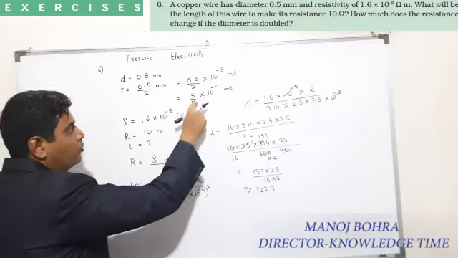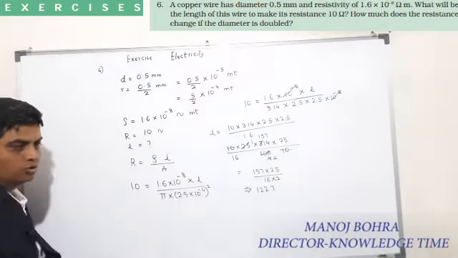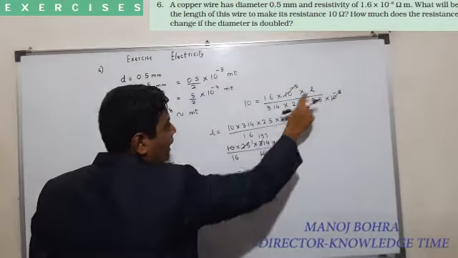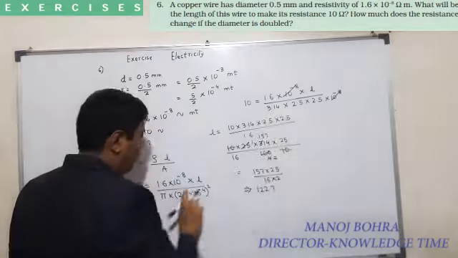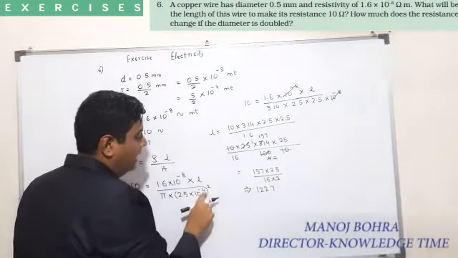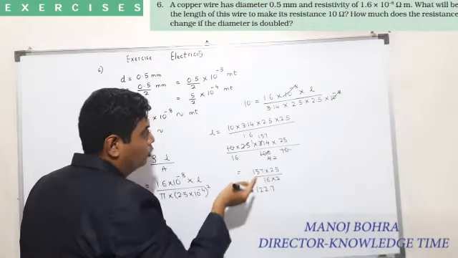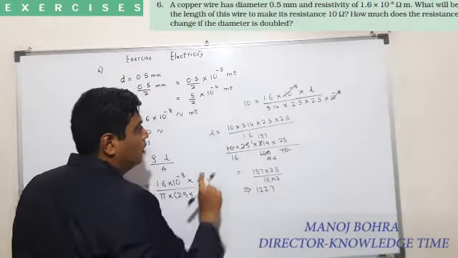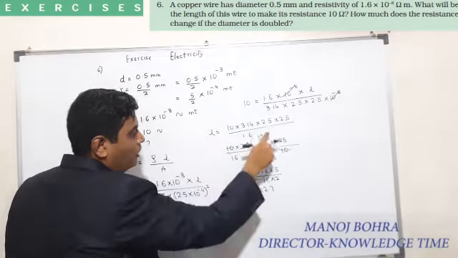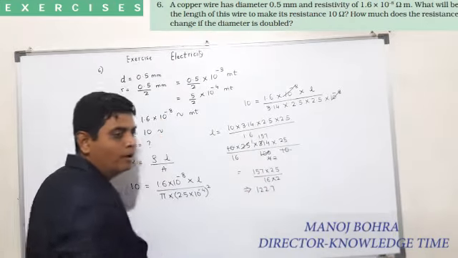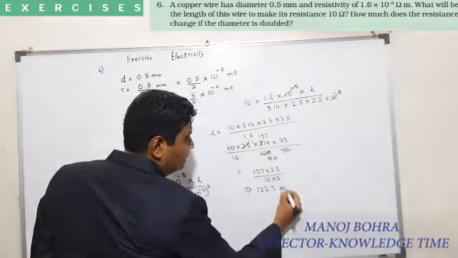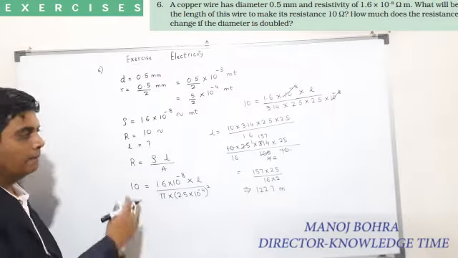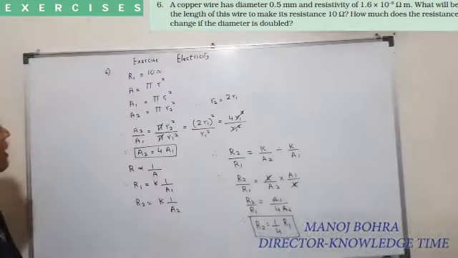Your radius is 2.5 into 10 raised to minus 4. So you get 10 is equal to 1.6 into 10 raised to minus 8 into L divided by 3.14 into 2.5 into 2.5, and 10 raised to minus 4 raised to power 2. It will become 10 raised to minus 8. These two get cancelled. When you solve for the value of L, you get the answer for L as 122.7 meter. So this is the value of your L. Okay, please note down. Now continue with the sum.